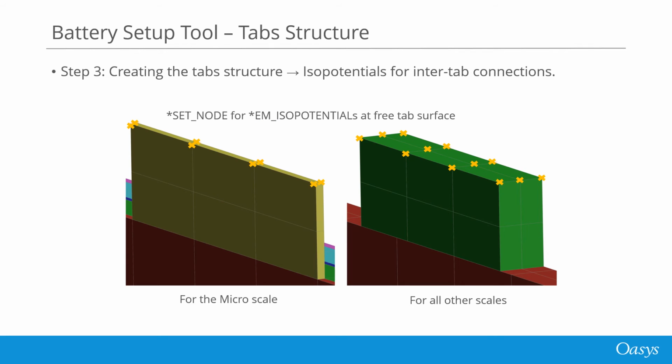Isopotentials can also be generated at the free surfaces of the tabs, which could then be easily used to interconnect the different tabs or to connect the tabs to external circuits using EM isopotential connect cards.